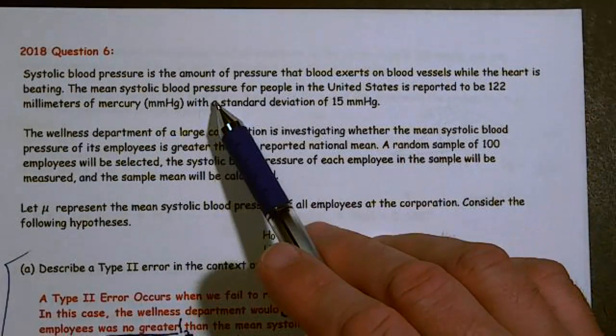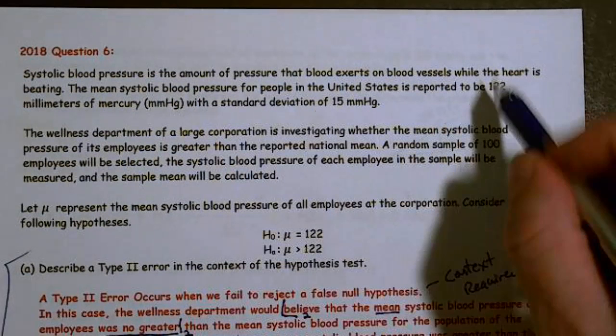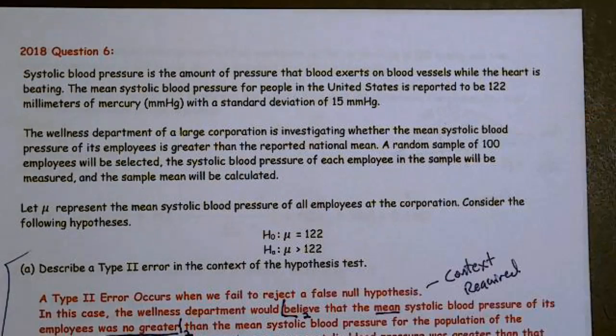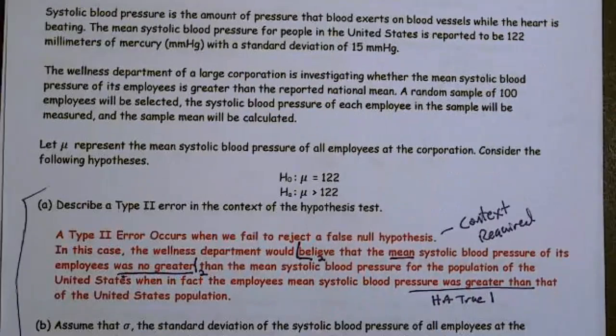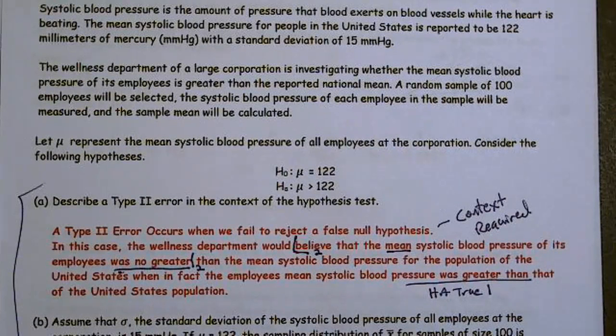Systolic blood pressure is the amount of pressure that blood exerts on blood vessels while the heart is beating. The mean systolic blood pressure for people in the United States is reported to be 122. So on average, it's 122 with a standard deviation of 15. The wellness department of a large corporation is investigating whether the mean systolic blood pressure of its employees is greater than the reported national mean.